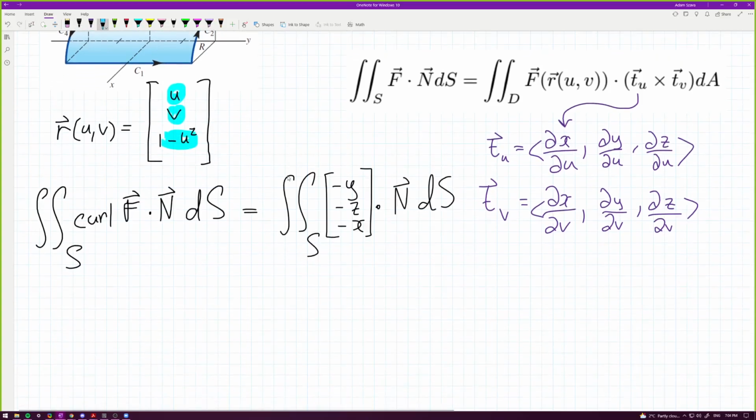So then we have to cross them, right? And then we get that. But otherwise, that's the process. Pretty mechanical after this. So Tu. Any questions?